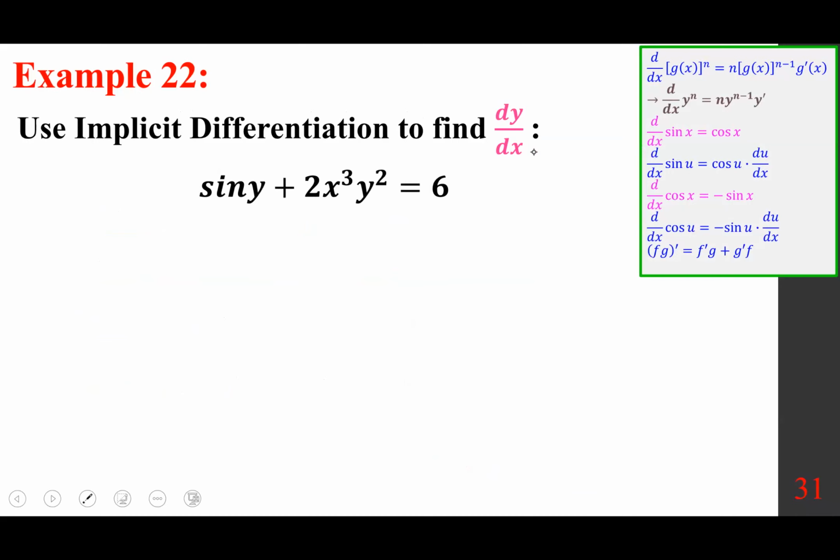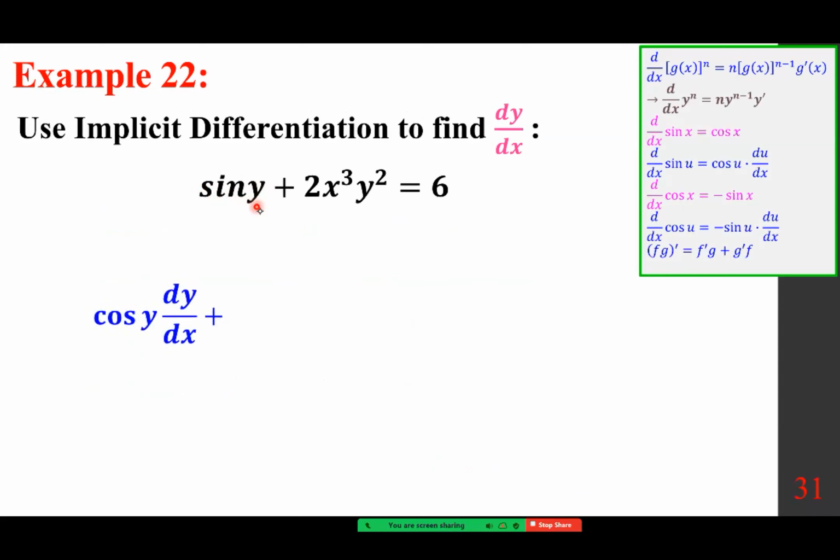Use implicit differentiation to find dy/dx. So sine gives you cosine. Cosine of what? The same thing, y. So cosine y times dy/dx, or y prime. Please understand, you can think of this as g of x. Sine gives you cosine y, and then y gives you dy/dx.